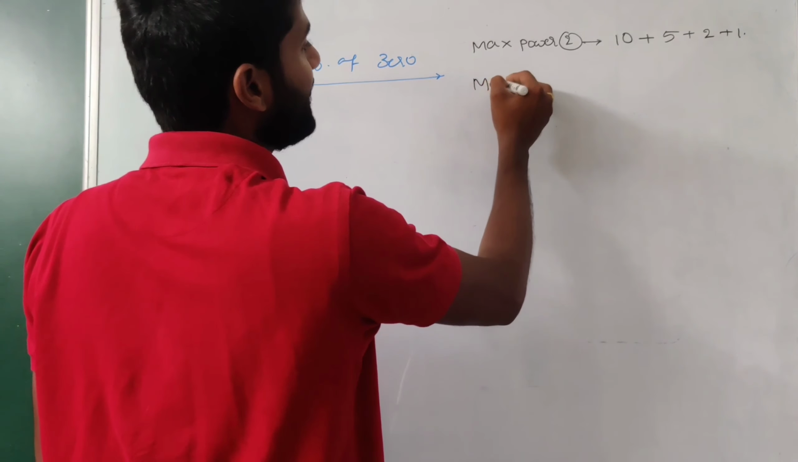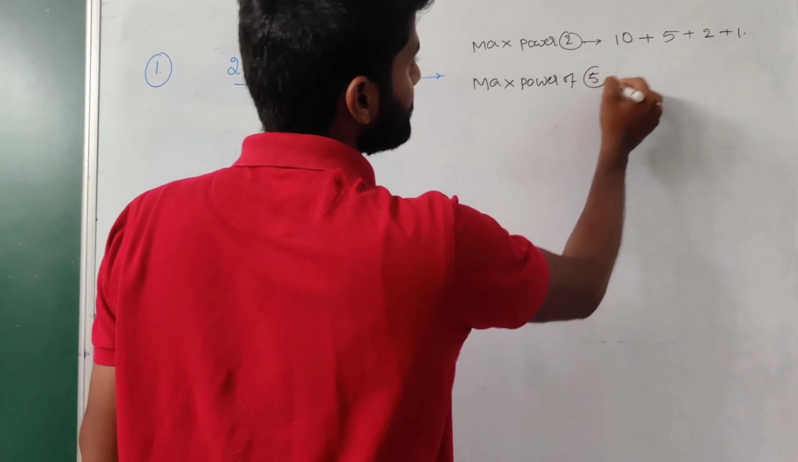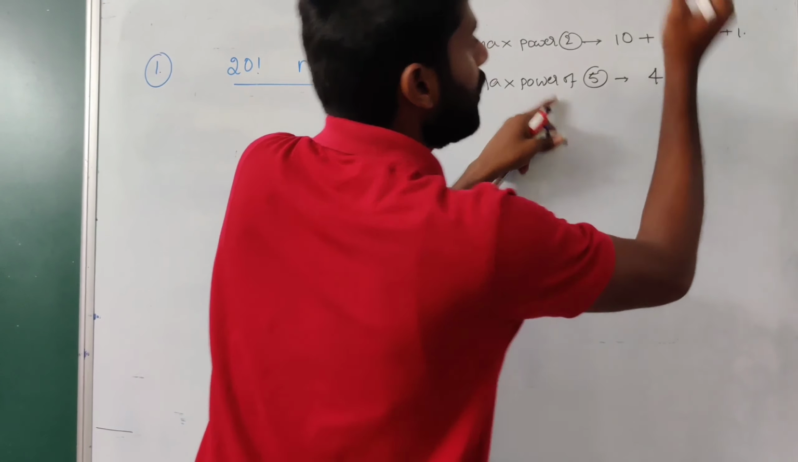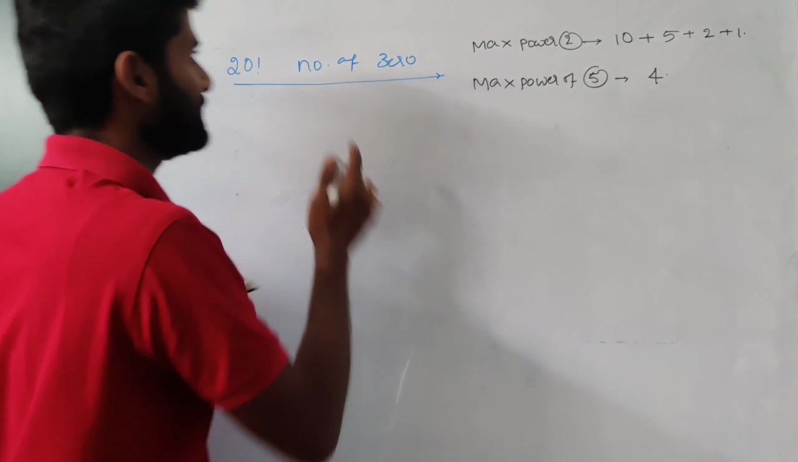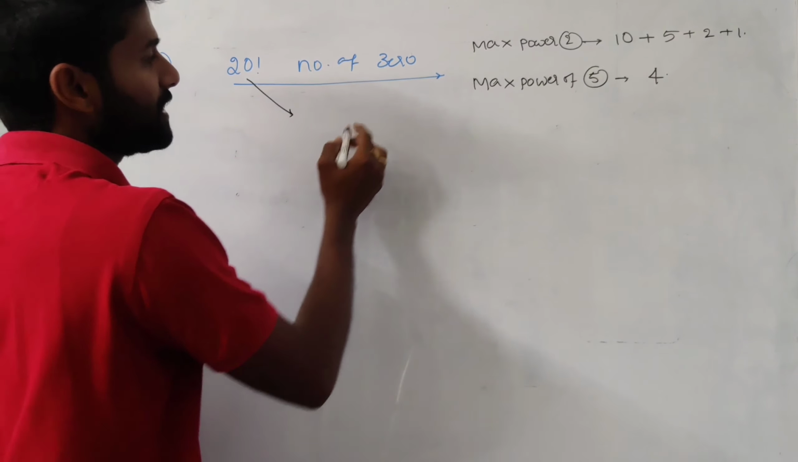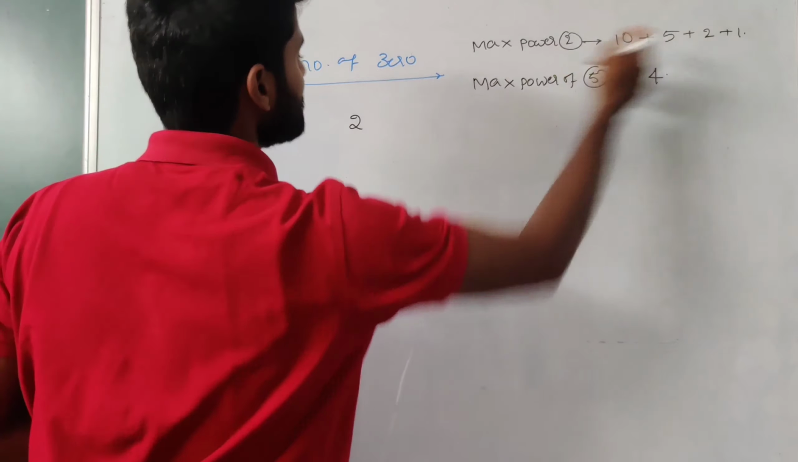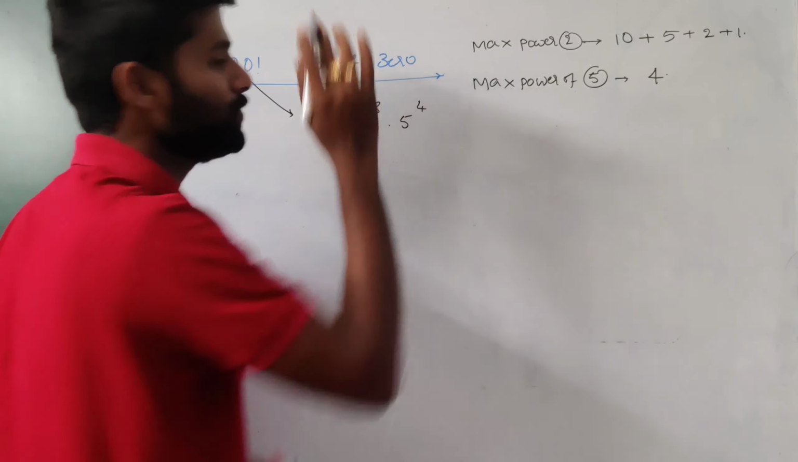Same thing, identify the maximum power of 5. 20 divided by 5, the value becomes 4 only, and 4 is not divisible by 5. So for 20 factorial, the maximum power of 2 is the total, which is 18, and the maximum power of 5 is equal to 4.